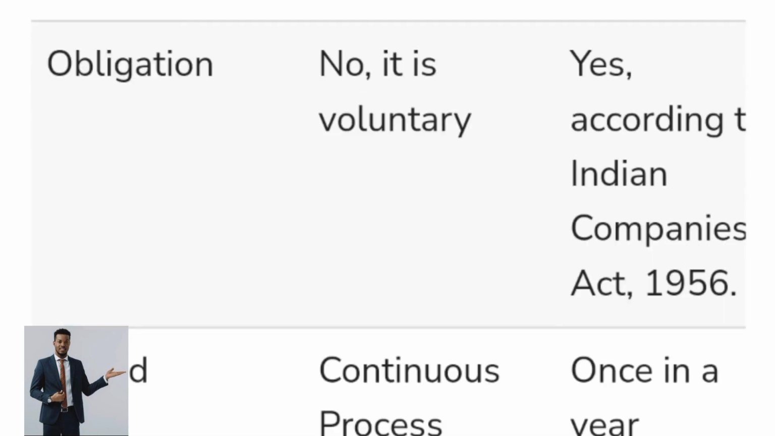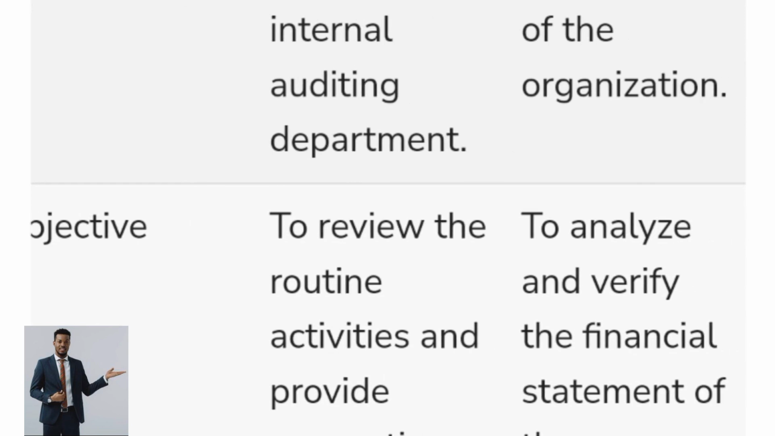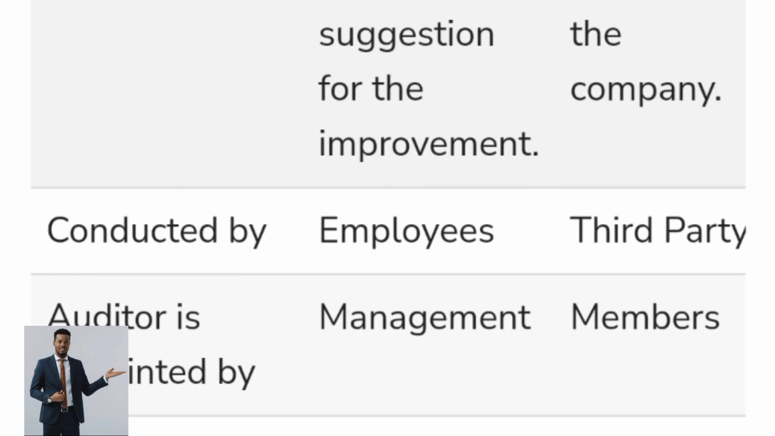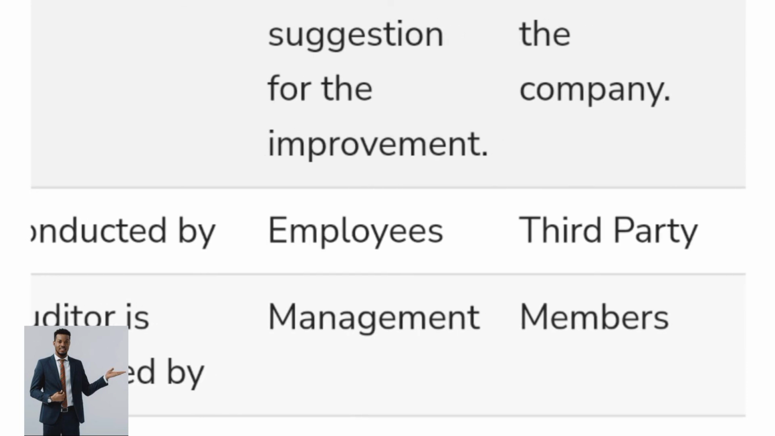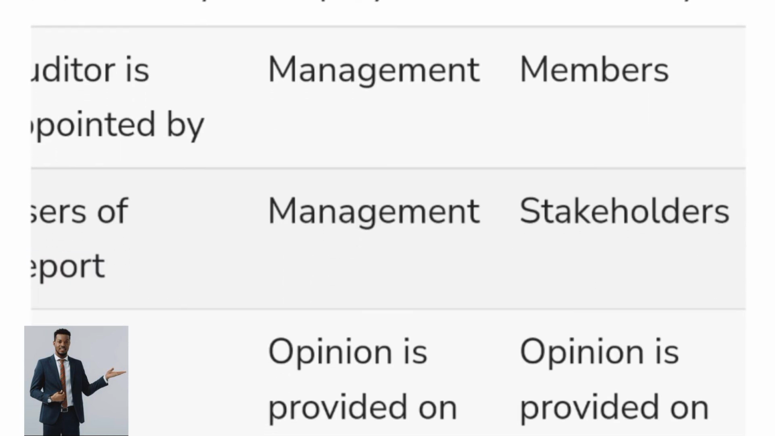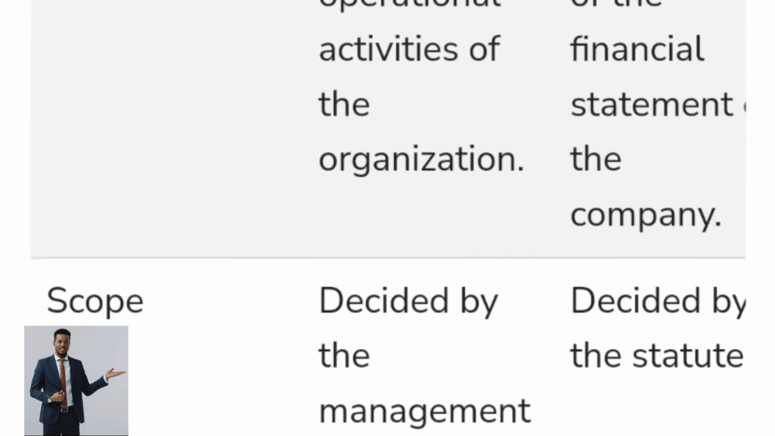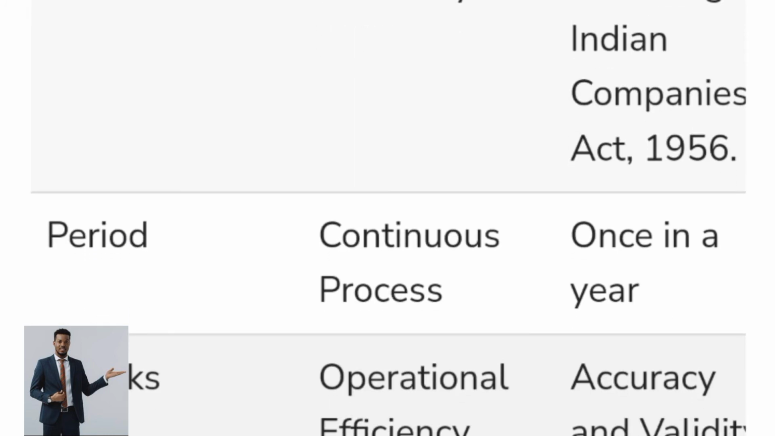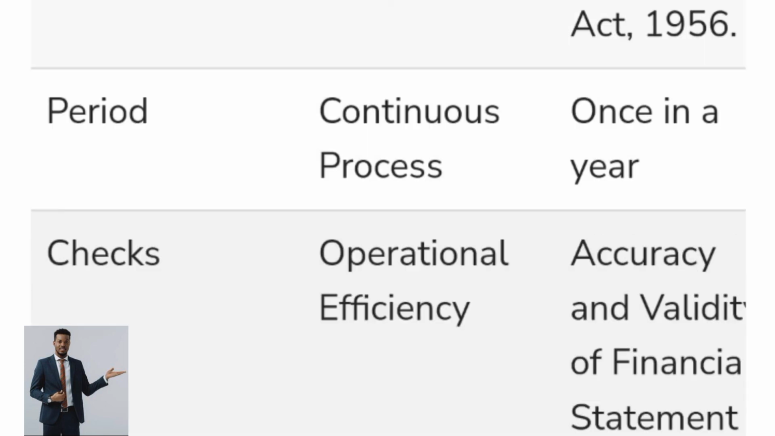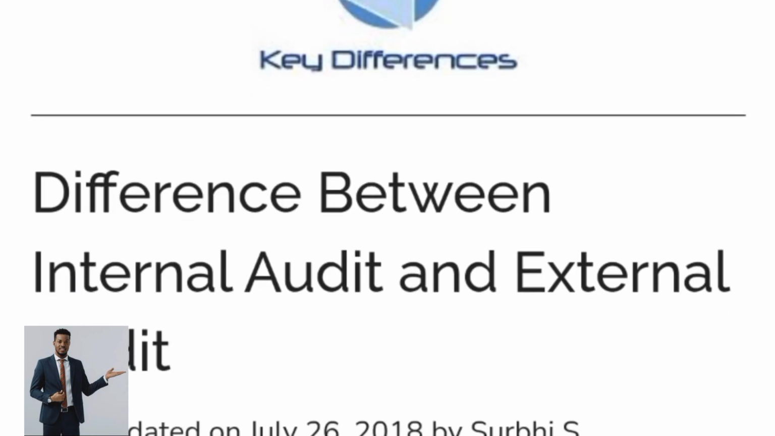These are the main differences, starting with the difference in objective. Internal auditors are appointed by management, whereas the external auditor is hired by shareholders. There is also a difference of opinion, scope, obligation, period and checks. These are the differences between internal and external audit.